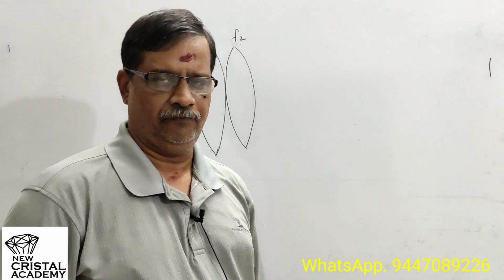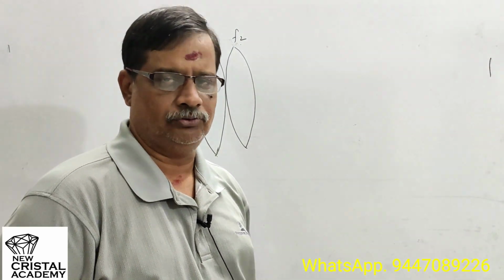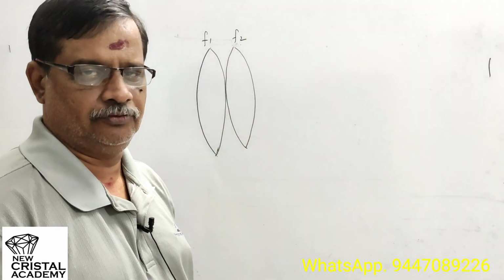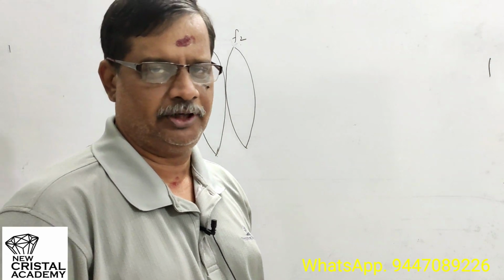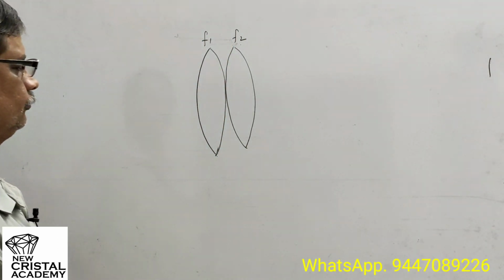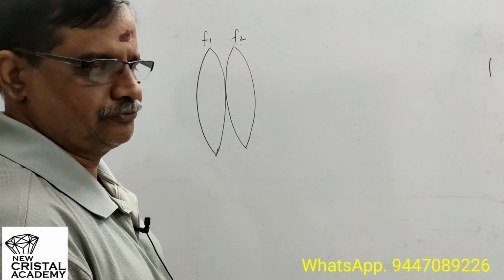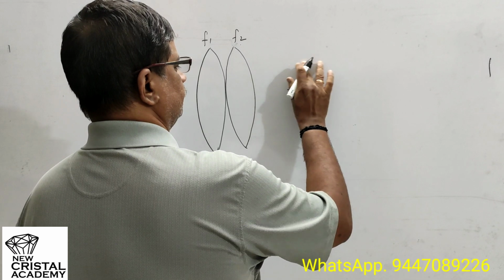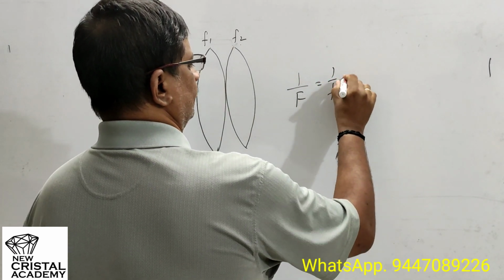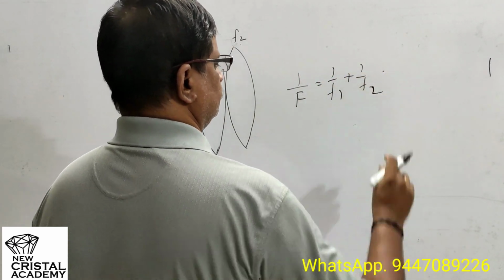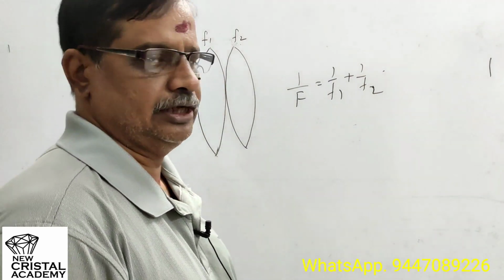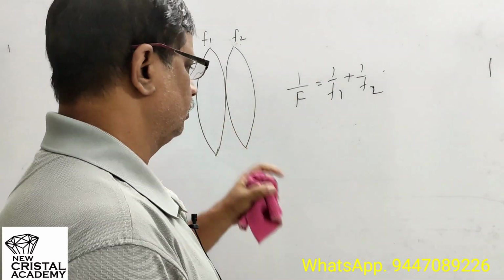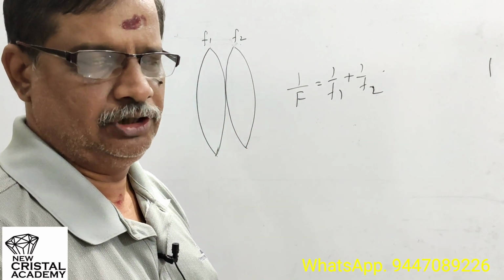Now let us see how the effective focal length and power of two lenses can be calculated when they are kept in contact as shown in the figure, and also when they are kept at a small separation from each other. So here we have two convex lenses of focal lengths f1 and f2 which are kept in contact. Then the effective focal length of this combination will be 1/f = 1/f1 + 1/f2. From this formula it is very clear that the effective focal length of the combination is less than the individual focal lengths.